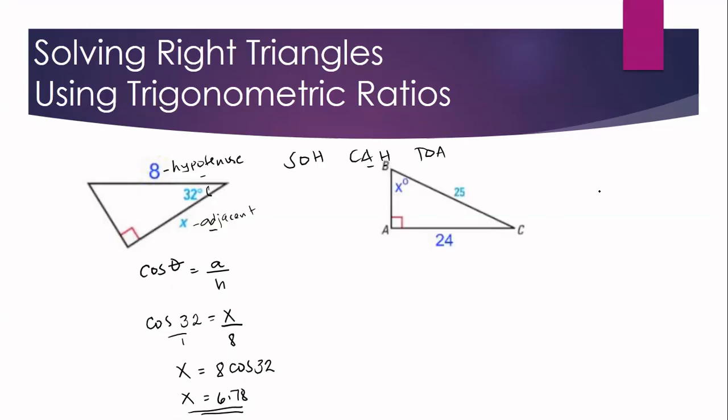Let us have our example for today. Okay, we have this figure. We have triangle ABC. The right angle is at A. And then the unknown is this one, the angle, the unknown is angle B. We have x degrees, that is the angle B.